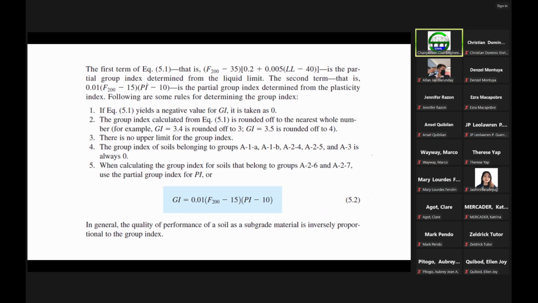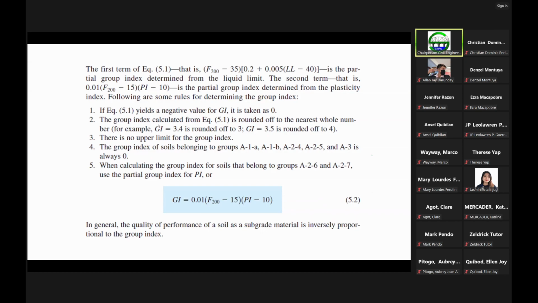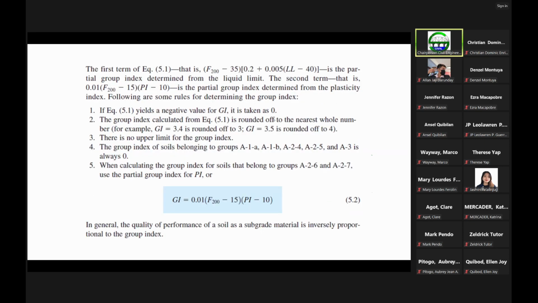So here are some rules for determining the group index. For example, if this equation would yield a negative value, then the GI will be taken as 0. And then the GI is also rounded off to the nearest whole number. For example, if the GI is 3.4, then we round it off to 3.